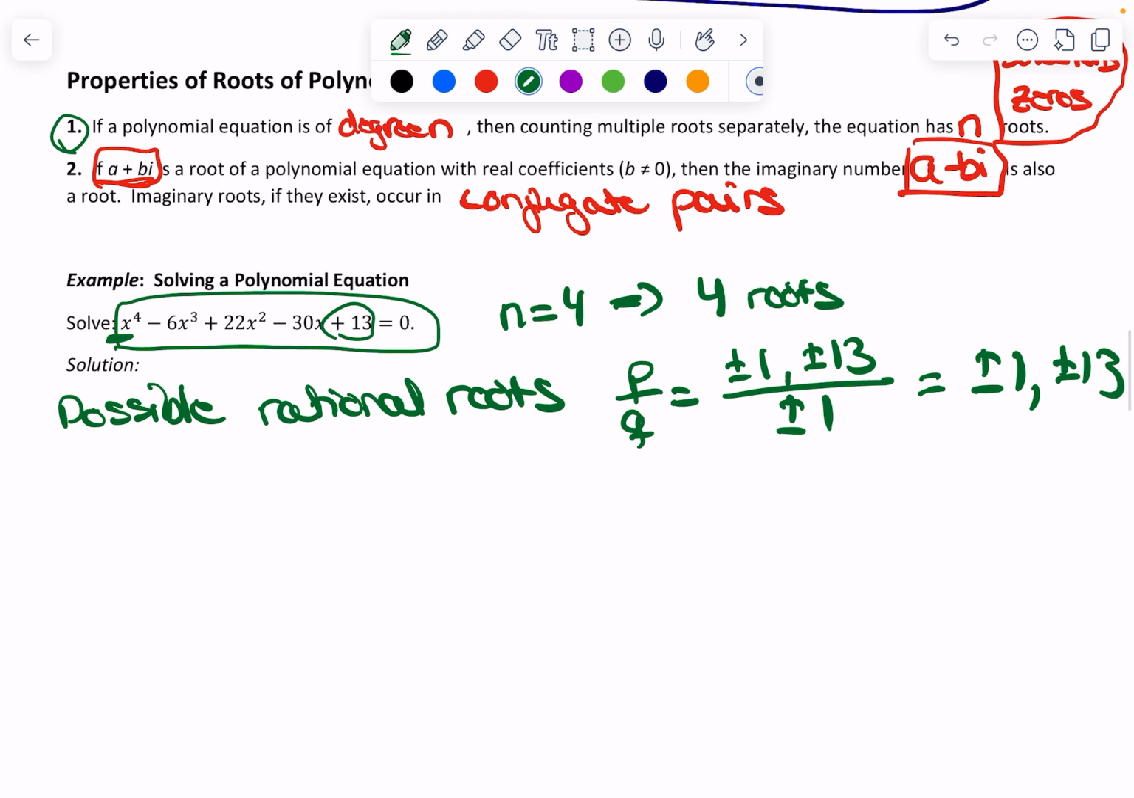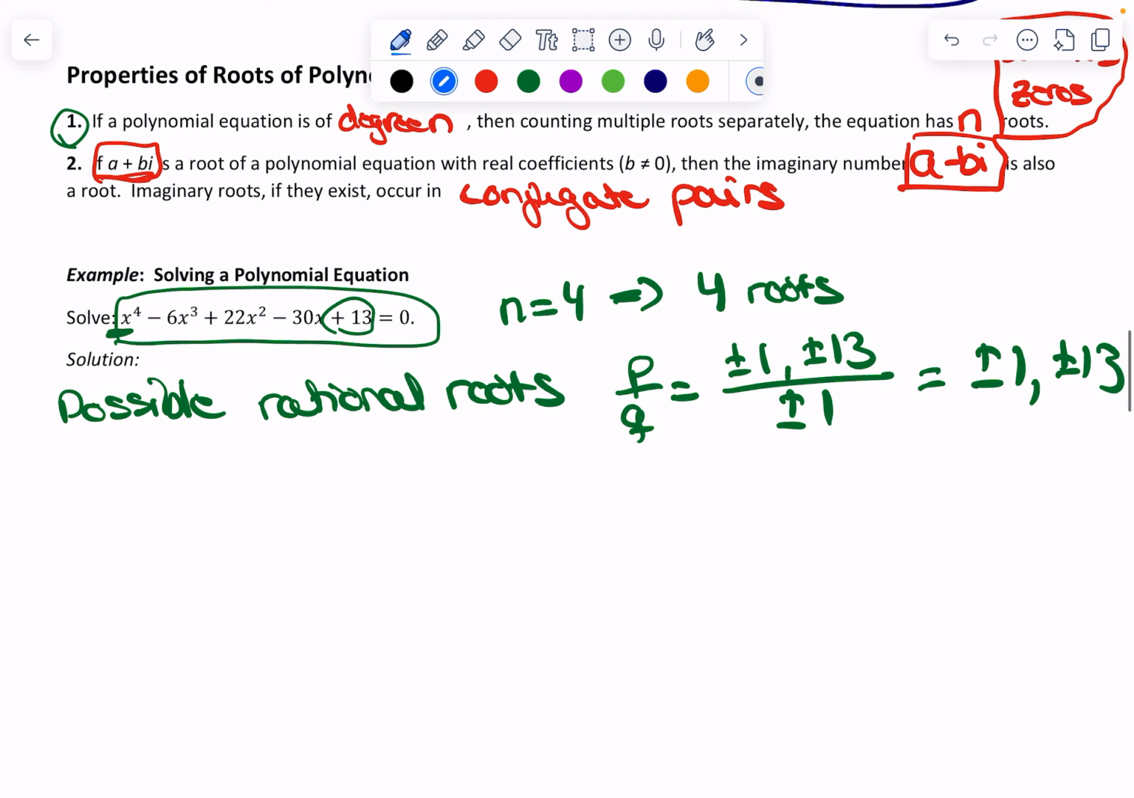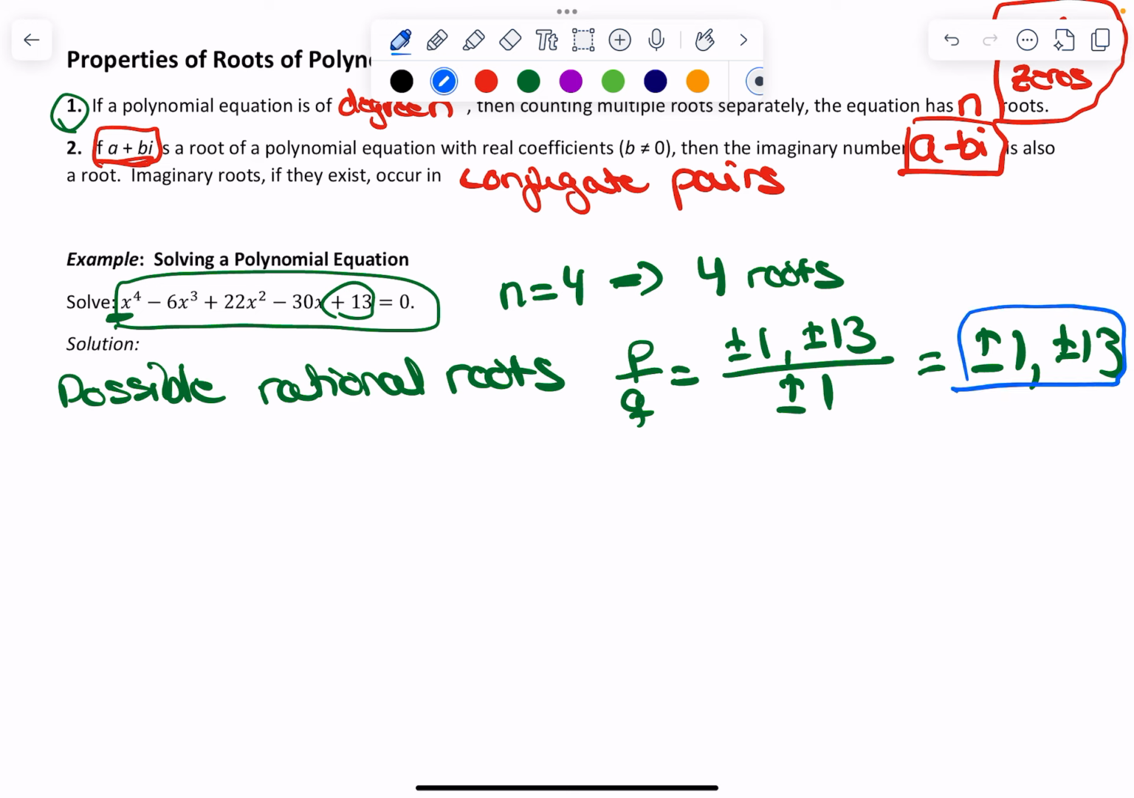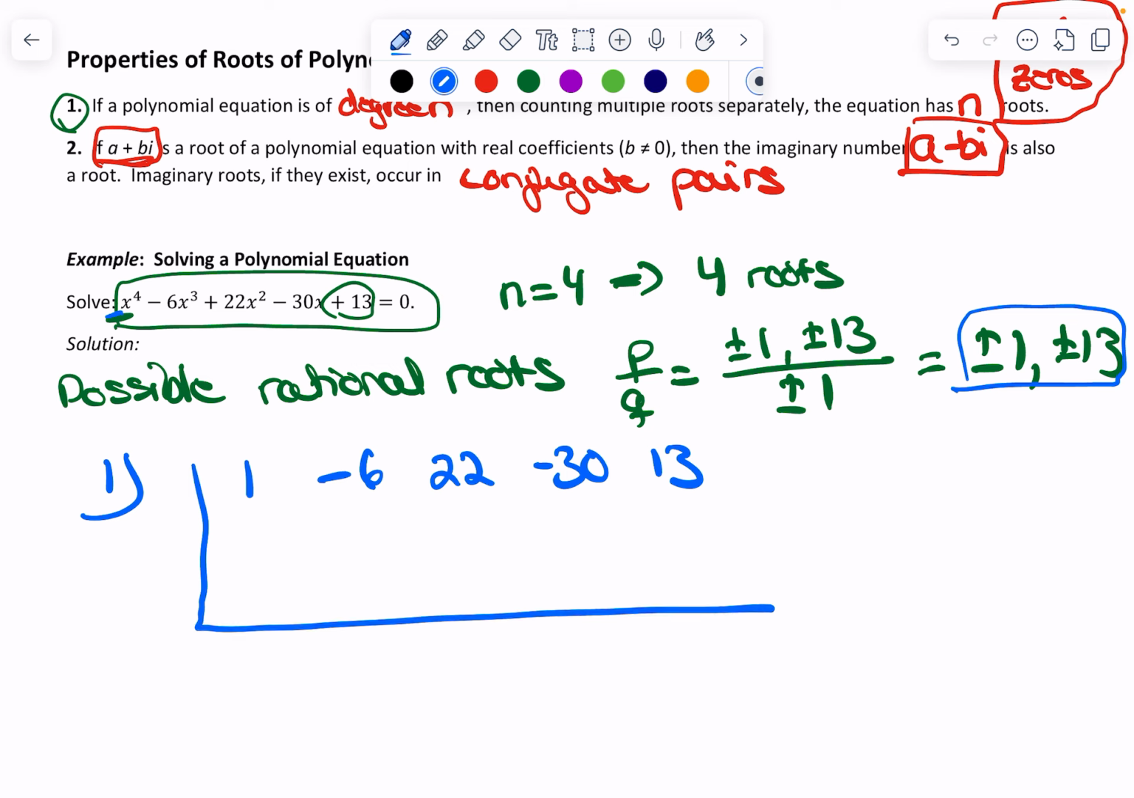Okay, next we're going to go ahead and use synthetic division. Again, we're just going to pick one number out of these. I'm going to use 1. That's an easy number to start with. Trying to multiply with 13 is kind of a lot. Our coefficients are 1, negative 6, 22, negative 30, and 13. Again, make sure that they are in descending powers, and if there's any terms missing in between, you need to put a 0 over there.